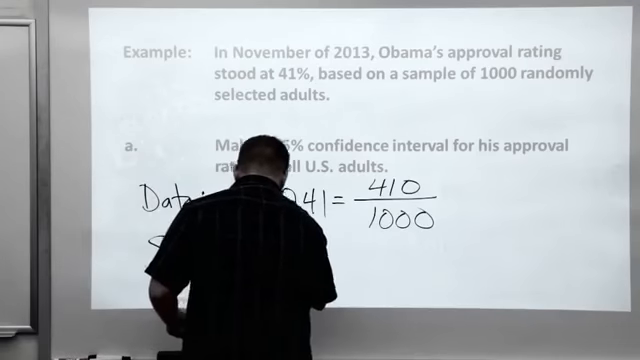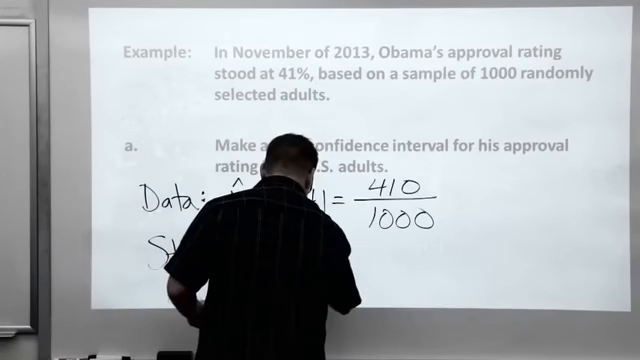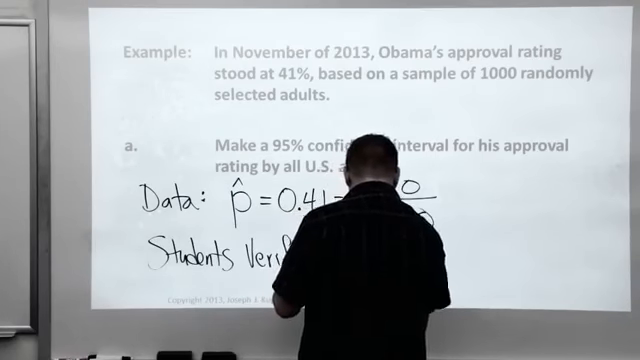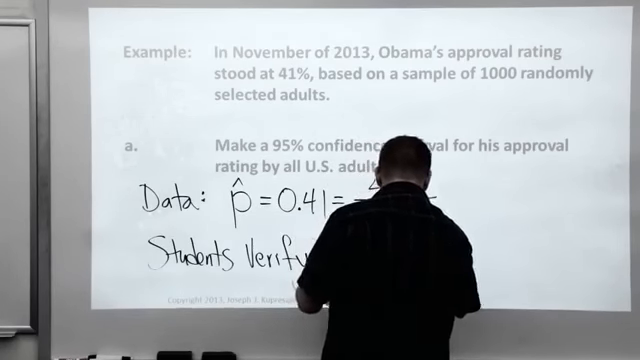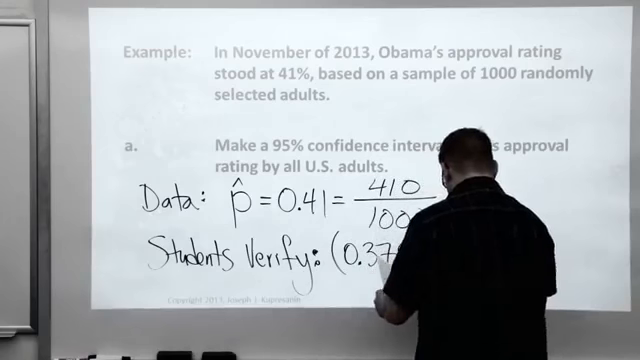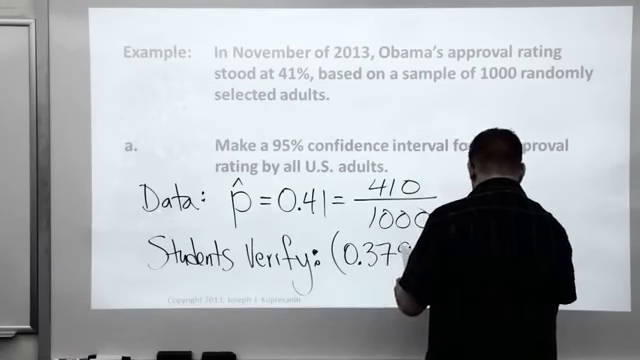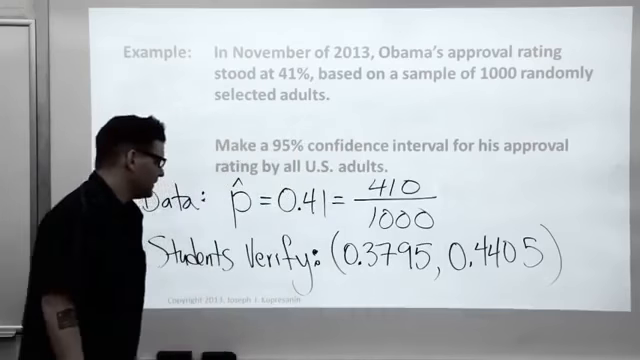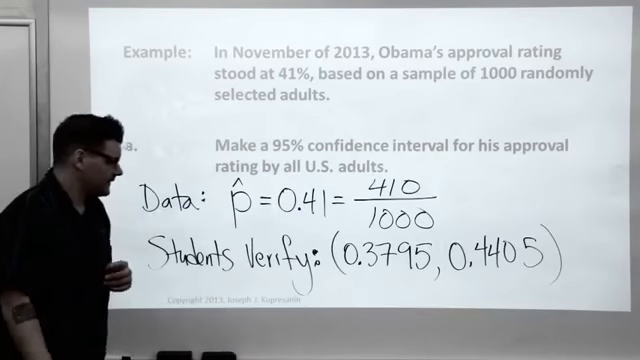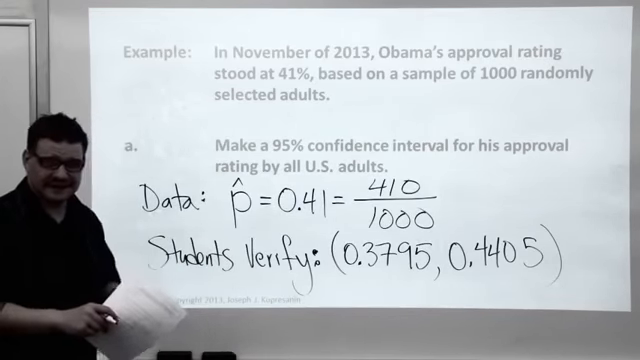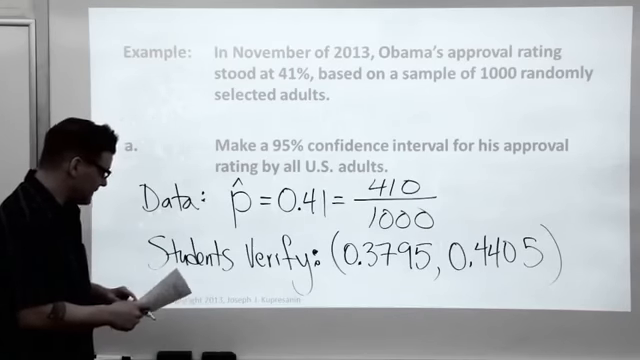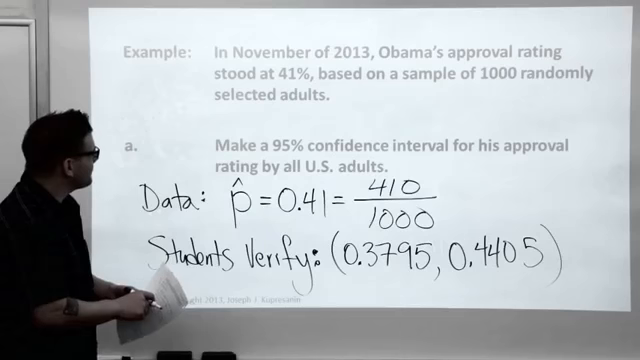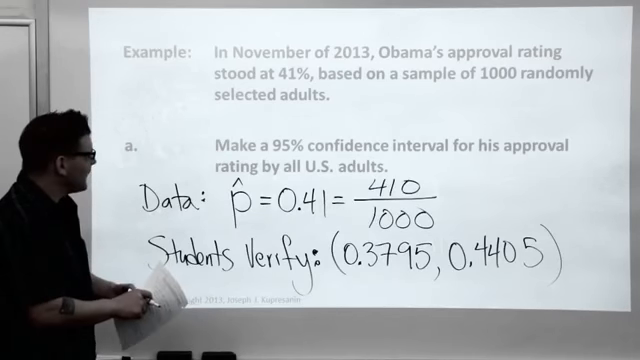Students should verify they can get this answer. Oh, we've got about 0.3795 up to 0.4405. Make sure you can get this. Soon you'll have to do it on quizzes and tests all by yourself, so it's a good time to pause the video and practice. All right, so it's probably a part B.